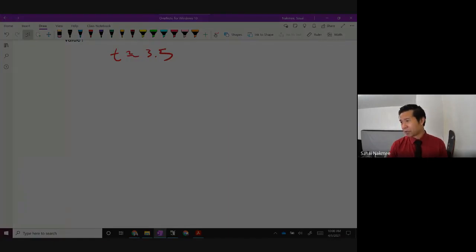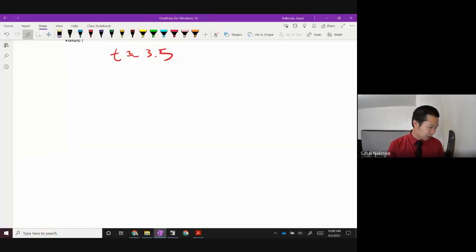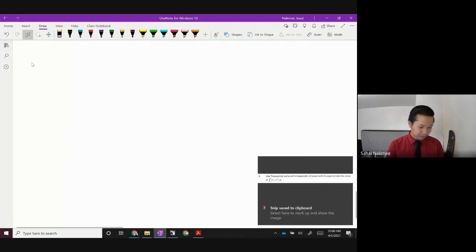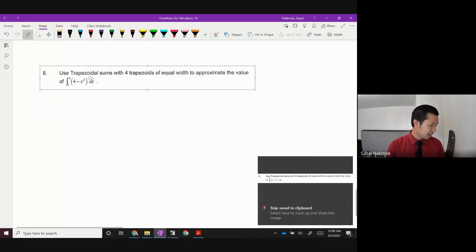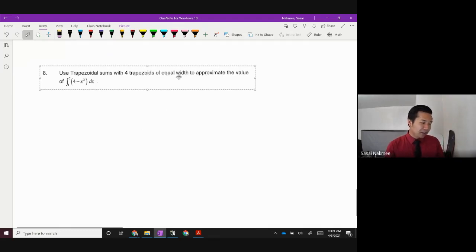We call them trapezoidal sums, trapezoidal rule, trapezoid everything. Let's take a look at this. Use trapezoidal sums with 4 trapezoids of equal width to approximate the value of the integral from 1 to 5 of 4 minus x squared dx. So that's not too bad, right?